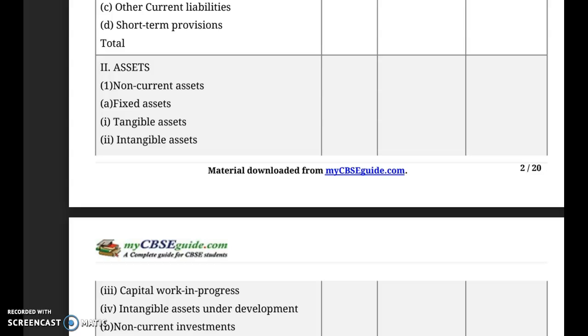So dear students, you have to show all these items one by one in this way, for the assets as well as the liabilities. I will continue in my next video relating to the next part of this lesson.